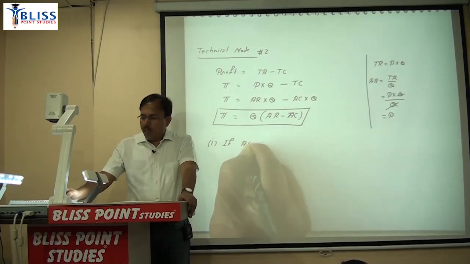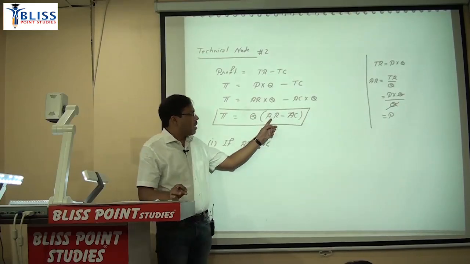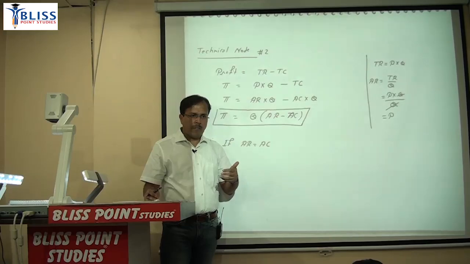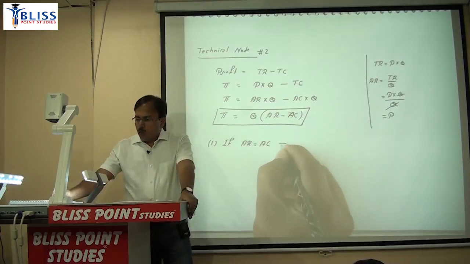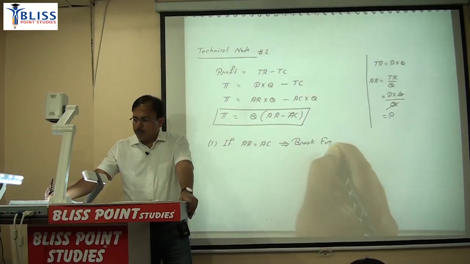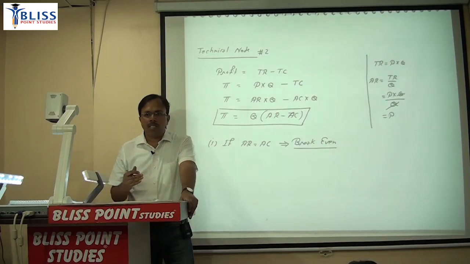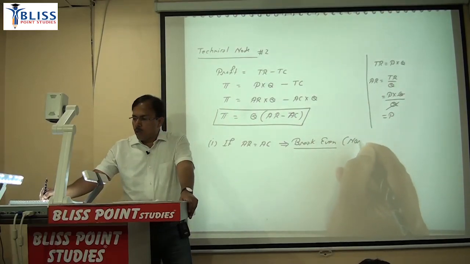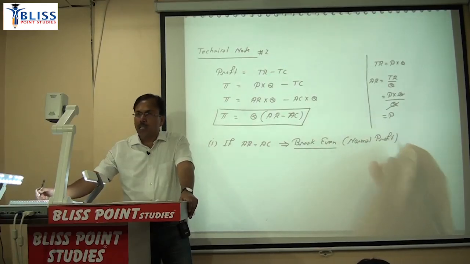if average revenue is exactly equal to average cost, so if AR is equal to AC, then this term will be 0. That means profit is 0. Neither any profit nor any loss. So no profit, no loss. No profit, no loss condition is called break even point. Firm breaks even, that means neither profit nor loss. Break even is also called normal profit, because normal profit is included in cost.